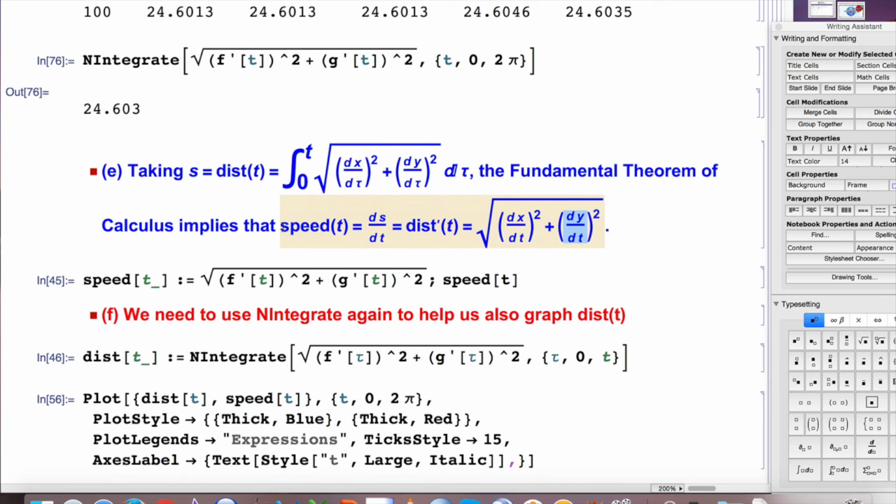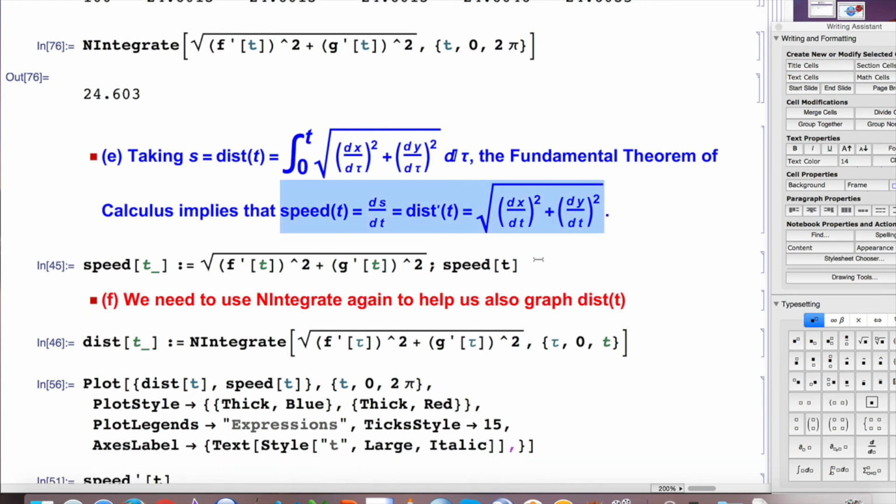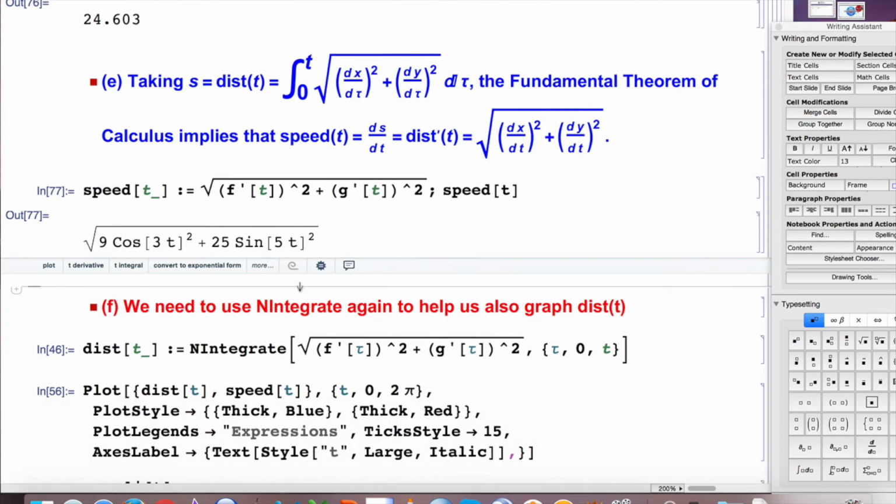Anyway, this is justifying that the speed function is given by this formula, and we can plug it in Mathematica and see what it ends up equaling. It ends up equaling this. This is something that can't really be simplified anymore because the frequencies here, the coefficients of t inside the cosine and sine are different. And the coefficients out in front are different as well. So we can't use any trigonometric identities, evidently, to simplify this very much. But this is just what the speed function is.